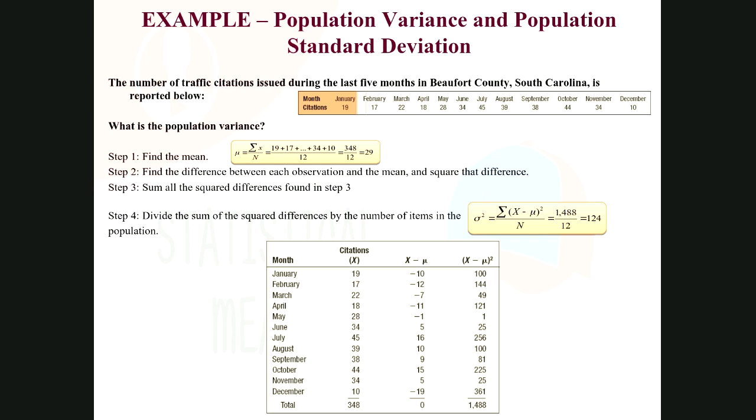Standard deviation. We have the number of citations. We have the number minus the mean. We square it. This is our result. So we're just finding the variance. We have 1488. Pretty simple to do this calculation.